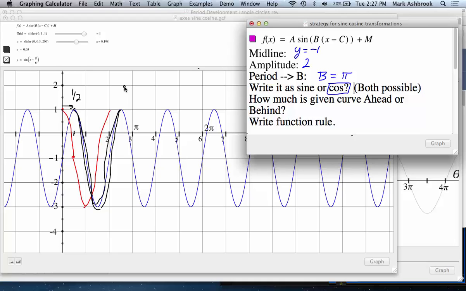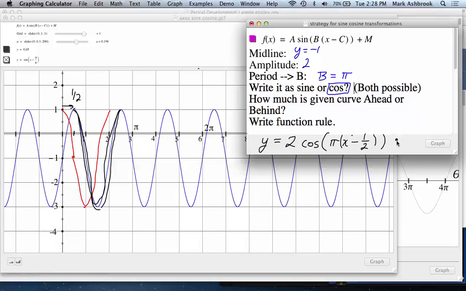So who can write the rule? Armar, the cosine rule. Y equals a cosine, and what's a in this case? 2. Cosine, parentheses b, which is pi, times x, minus a half. Is that consistent with what we said? Yes. It's behind, it's trailing behind, so its argument angle is less.